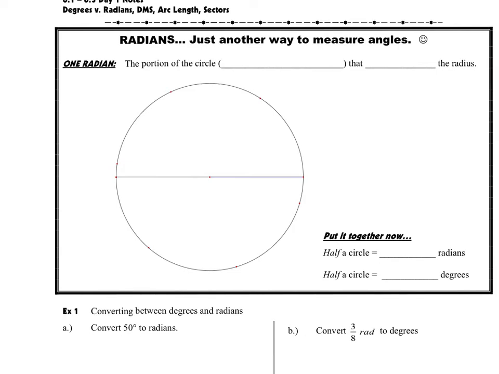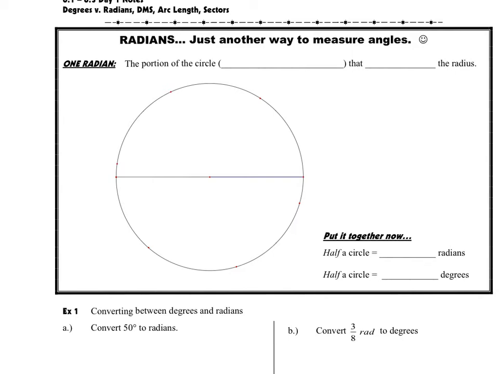In this video, we are going to introduce a new way of measuring an angle. So instead of degrees, we're going to learn a new measure called radians. And then we're also going to learn how to convert back and forth between a decimal representation and an exact representation of degrees, minutes, and seconds.